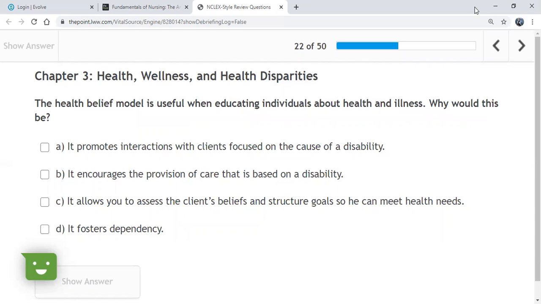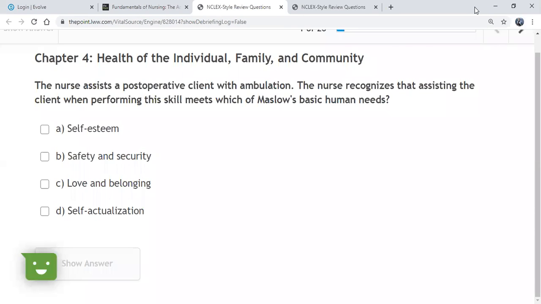Okay, so now we're going to chapter 4. So the nurse assists a post-op client with ambulation. The nurse recognizes that assisting the client when performing this skill meets which of Maslow's basic human needs? We don't see anything. The screen still says chapter 3. I didn't even notice it says chapter 3. How about now? Yes, we can see it now. Chapter 4? Yes. Okay, good.